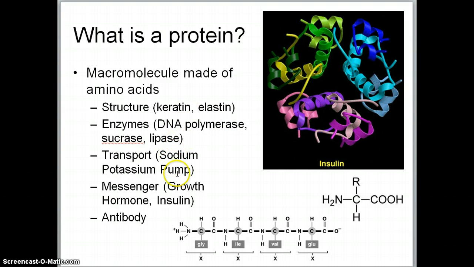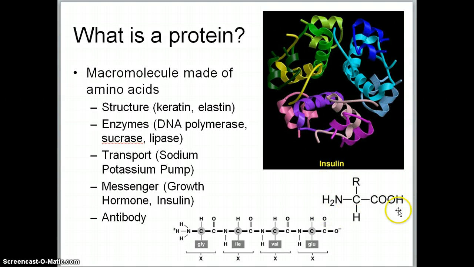Transport: remember the sodium-potassium pump is involved in transport of sodium and potassium across a membrane, which is really important for the nervous system. Something like a messenger, so the growth hormones, or insulin. Insulin is really important to regulate your blood sugar level. Or something like an antibody in the immune system. All of these things are really important. Proteins are probably the most important molecule that we're going to learn about this year.